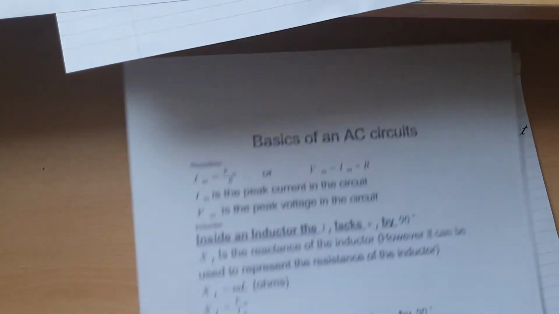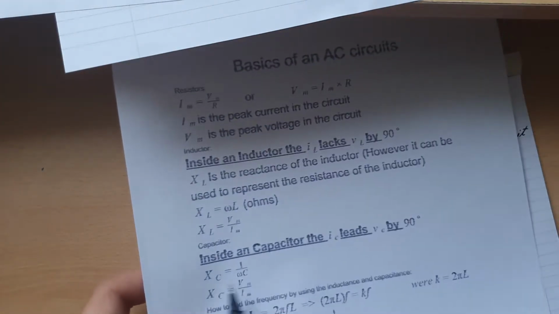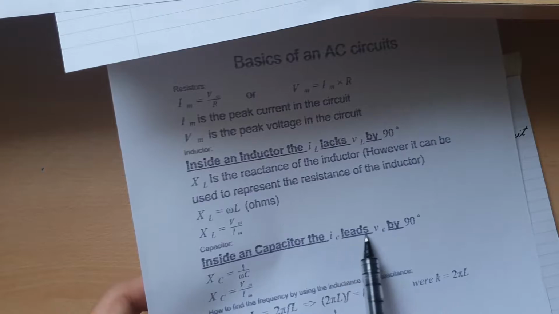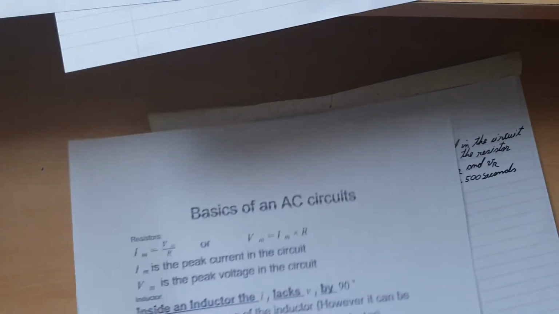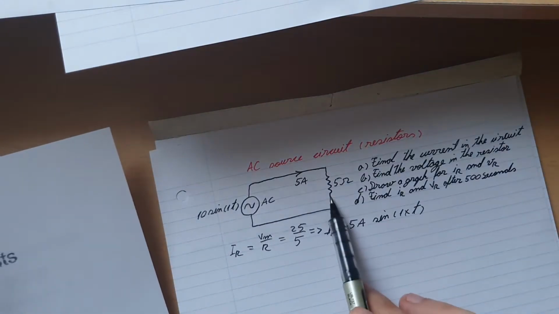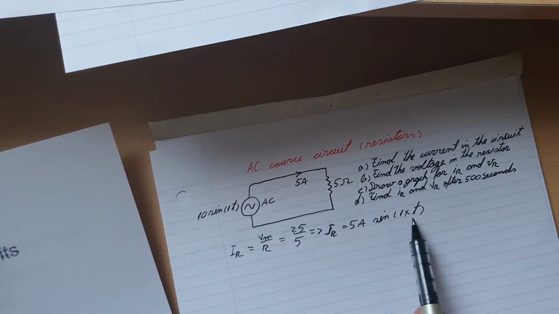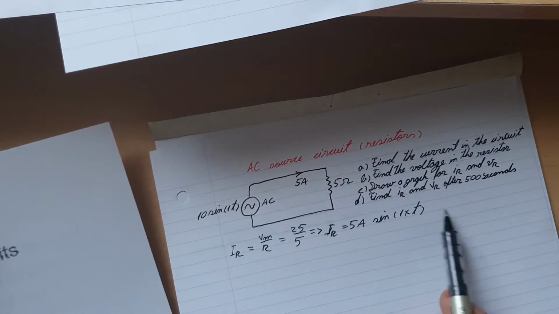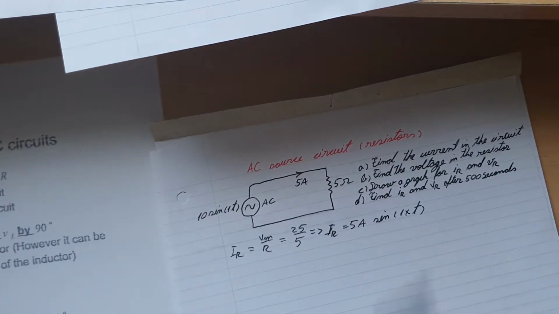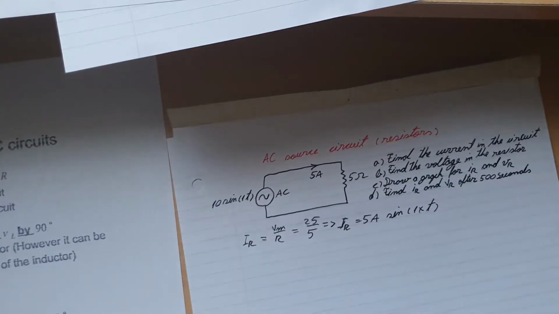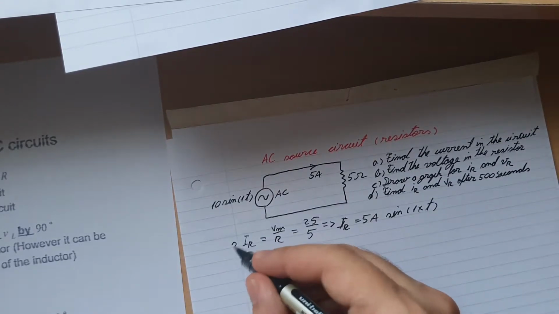As you saw in the definition paper that I showed you earlier, inside the capacitor, IC leads VC by 90 degrees. And so if this was a capacitor, then this I would be plus 90 degrees, and the voltage will stay the same. But we'll get there when we get to the capacitors and inductors. Okay, so that was A.